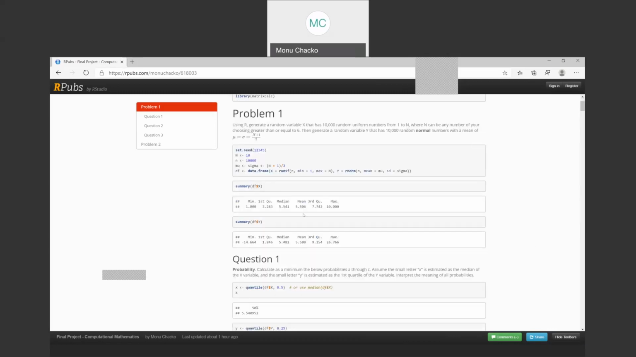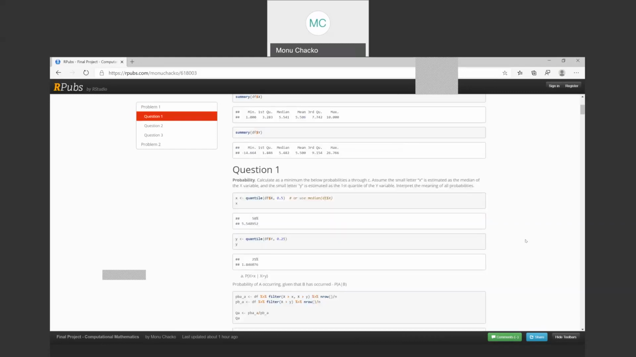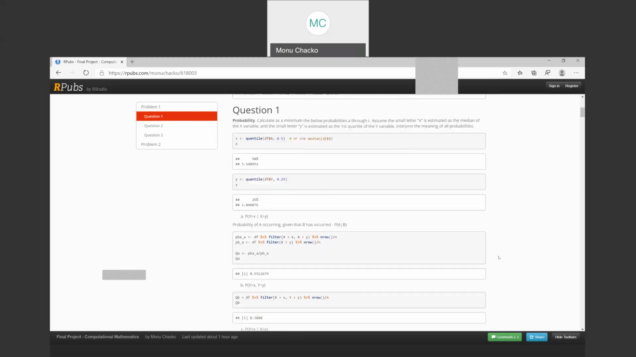And here is the mean, 5.506 and 5.504 for x and y respectively. So in the questions we are asked to initialize x as a median, which also could mean the 50th percentile, or we could just call the median function. And the first quartile, that's the first 25%. So we have the results here, and then based on that, we have to solve a few questions.